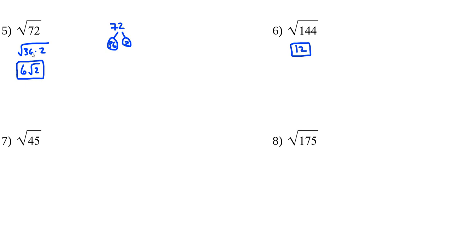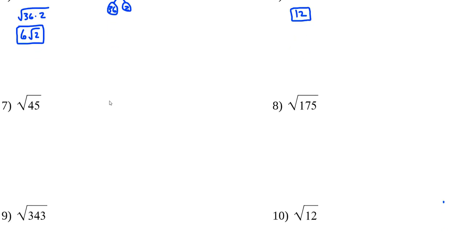Number 7, 45 breaks down into 9 times 5. That's a perfect square. That's a prime. So this is square root of 9 times 5. Square root of 9 is 3, and square root of 5 is stuck because it's not a perfect square.